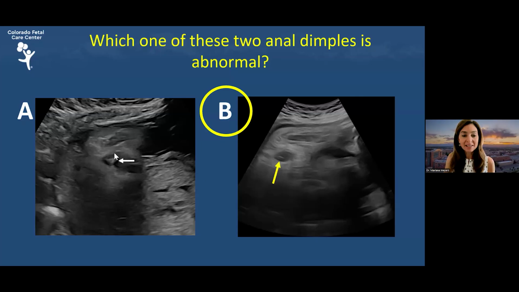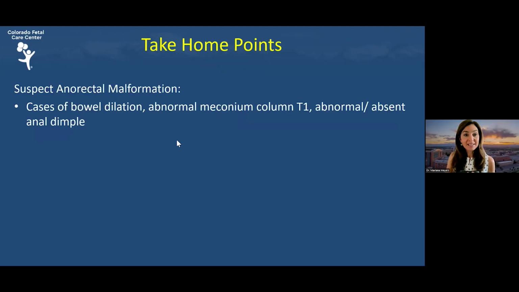It's B because in this one you have the hypoechoic ring and the center of hyperechogenicity. And in this one, it looks a bit chubby, as I like to call it, a little bit more rounded, and the line of echogenicity is too small. So look at the anal dimple. We implemented this in our routine ultrasound and routine MRI templates and imaging reports. So keep that in mind.